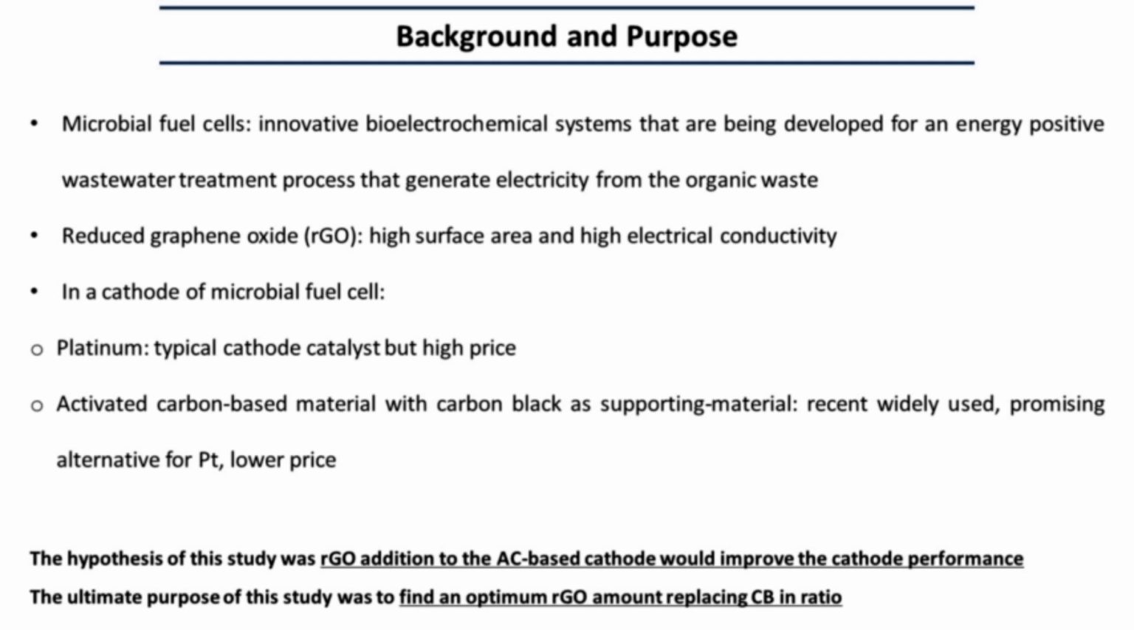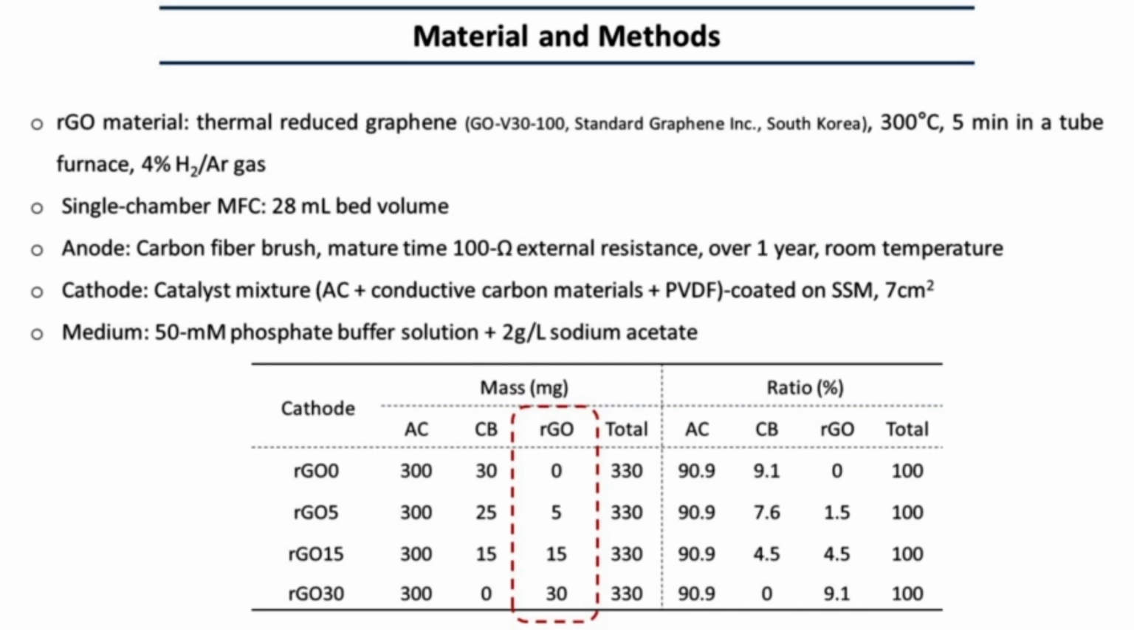The hypothesis of this study was RGO addition to the AC-based cathode would improve the cathode performance, and the ultimate purpose of this study was to find an optimum RGO amount replacing carbon black in ratio. Materials and methods. RGO purchased a product manufactured by oxidizing and reducing graphene oxide powder.